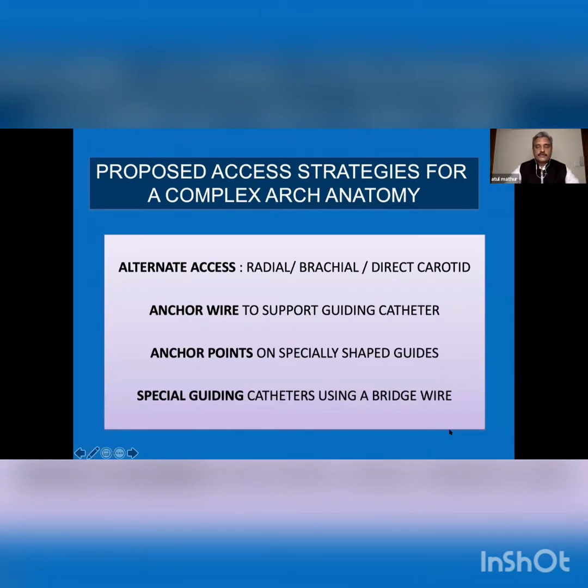Second thing which you can do is, once you have a guiding catheter and you need anchor support, you can put a buddy wire and take support from these anchor wires. Third thing you can remember is that there are certain specially shaped guides which will give you anchor points on the floor of the arch of the aorta, so that you get better support when you are maneuvering your hardware. And finally, there are certain special guiding catheters which use a bridge wire to give support so that the guiding catheter holds in place.